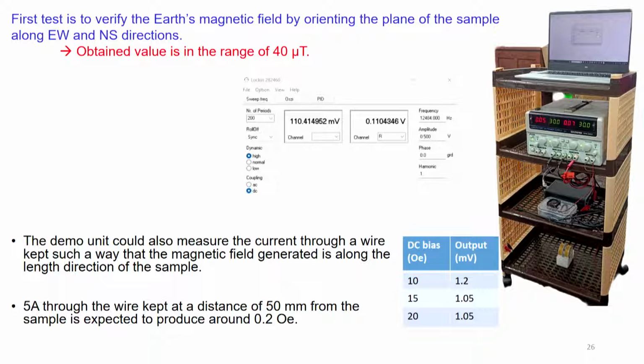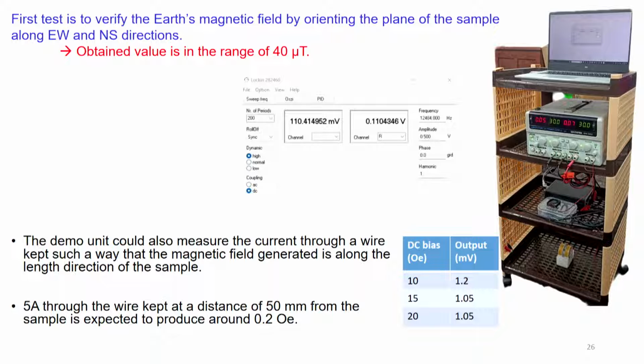The easiest way is just to wind the coil on the magnetoelectric material itself, but here we didn't do that. Instead we kept the wire somewhere outside, around 5 centimeter from the sample, because we wanted to measure a very weak signal. Even though we give 5 ampere, we will be able to get only 0.2 oersted near the sample. That too is going to be non-uniform. From that, we will be able to measure the voltage.